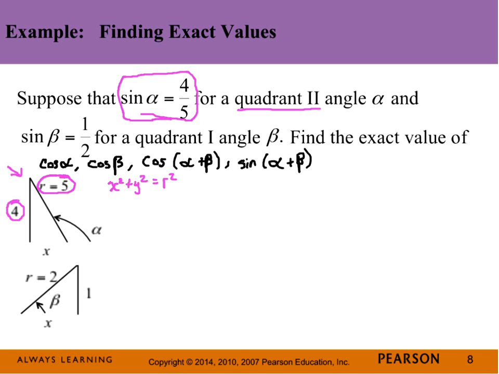So what I don't know is the x value. So x squared plus 4 squared has to equal 5 squared. So that's x squared plus 16 equals 25. Subtract 16 from both sides and I get x squared is 9. So x has to equal 3 when I take the square root of both sides. And actually it equals positive or negative 3, but since we're talking about a distance, the length of that side is 3. Now, here's the tricky part.